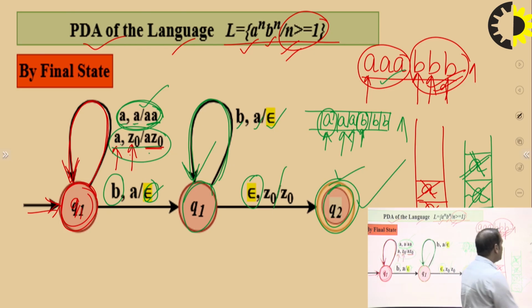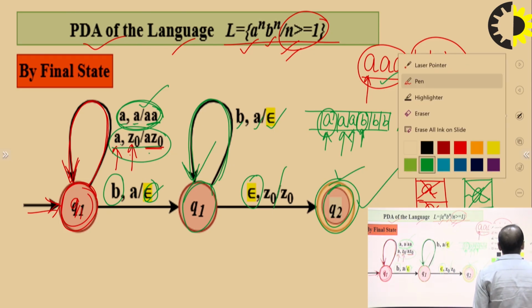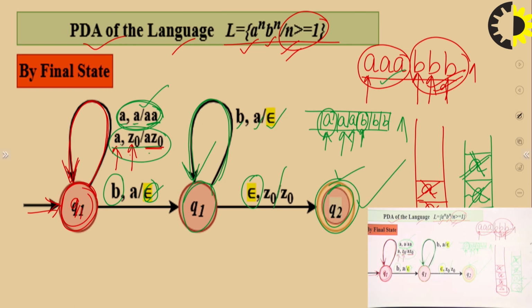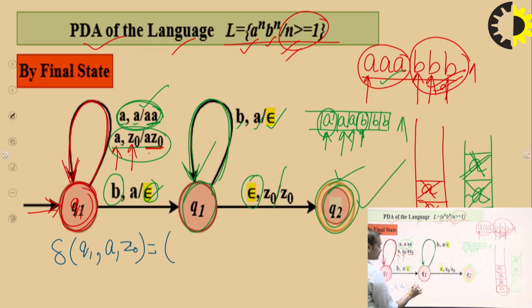This is the main idea which is used to process the given string, and we have to design the PDA for the language a^n b^n. If we want to write the transition function for this diagram, we can write it easily. For state Q1, we write delta of state Q1, first input A, top of the stack Z0. The next state is Q1, and the operation is push. So we write like this: Q1, A Z0.